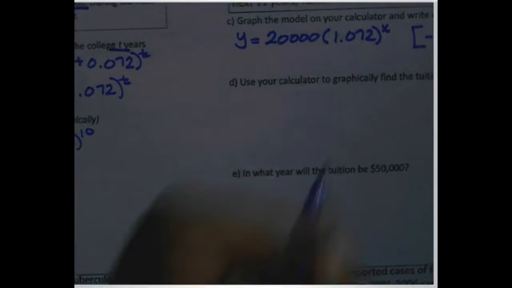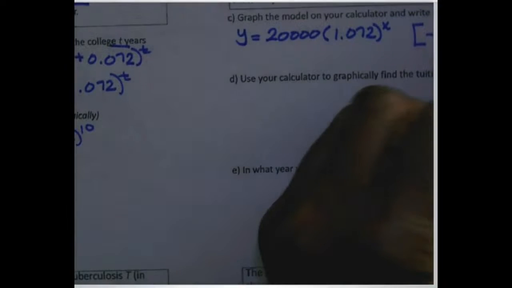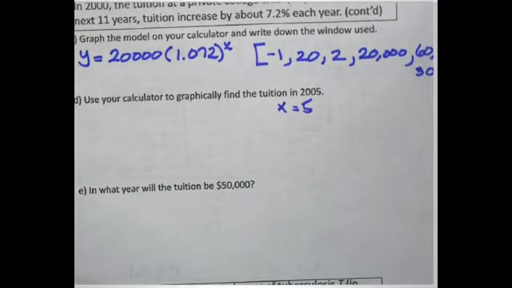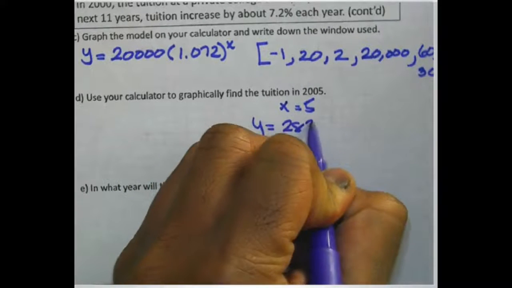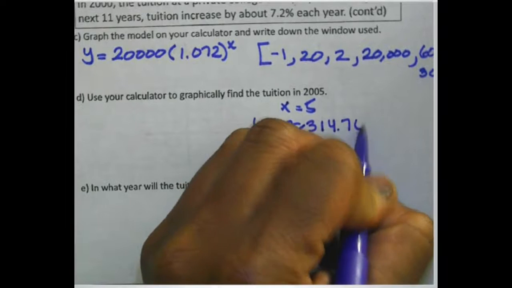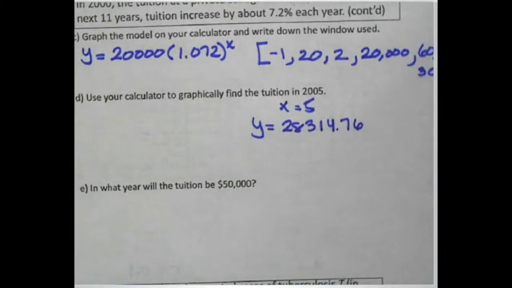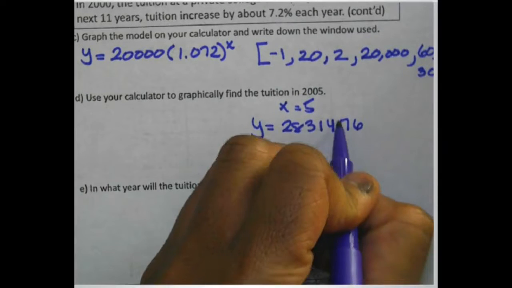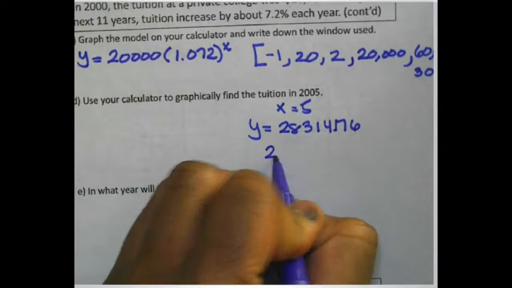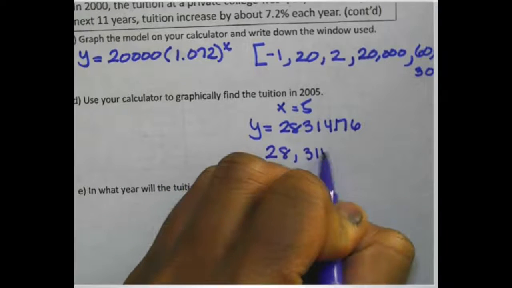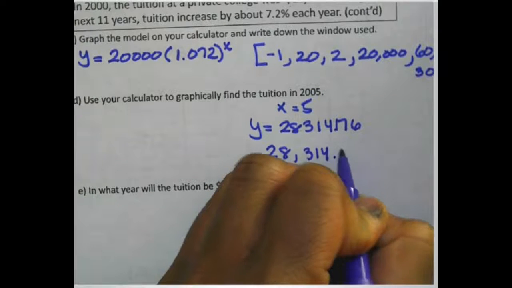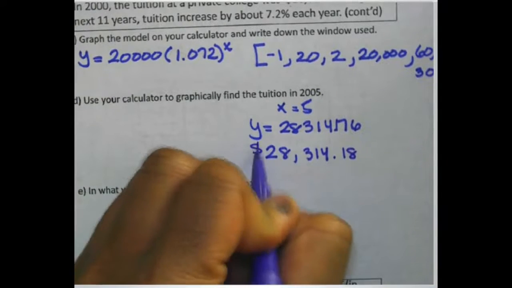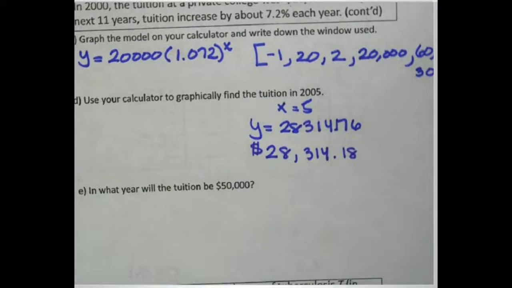It's maybe too small for you to see. So I'm going to say X was equal to 5 as a note here. And when I punch that in, I got Y is equal to 28,314.76. Oh, just kidding, 0.176. I missed the 1. So that's going to be about $28,314.18. According to the model, it should be about that much money.